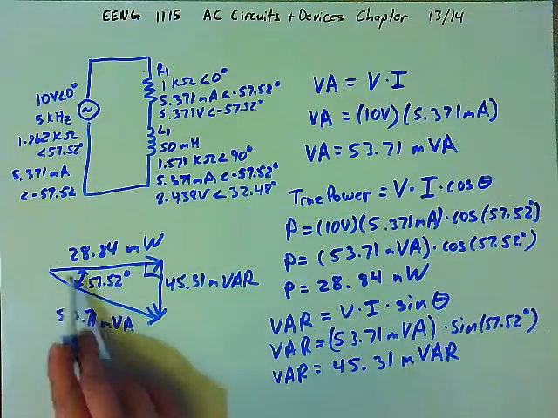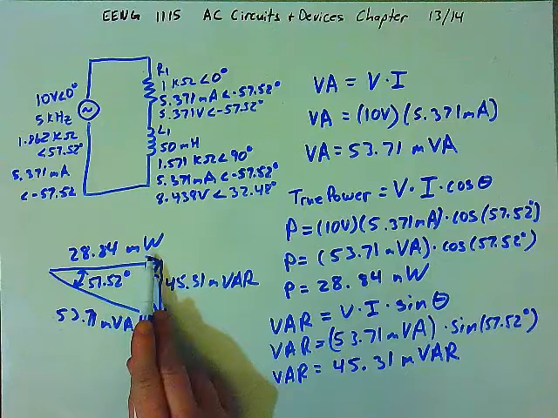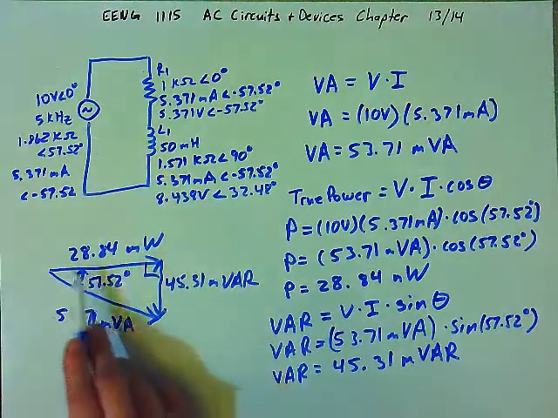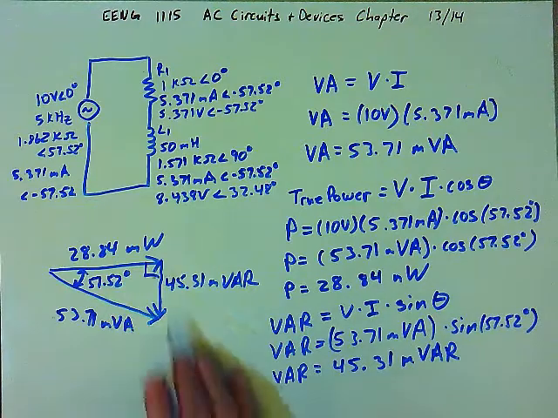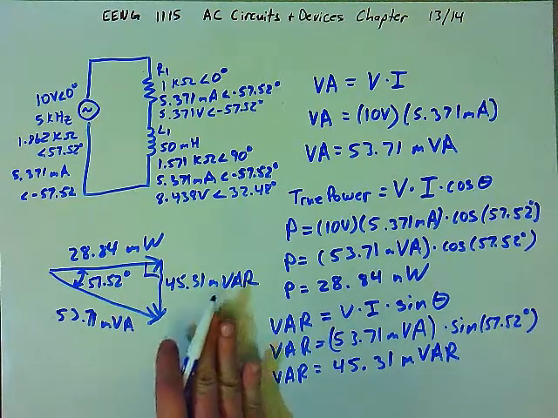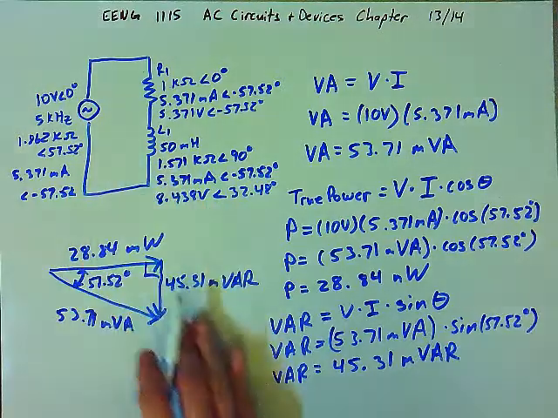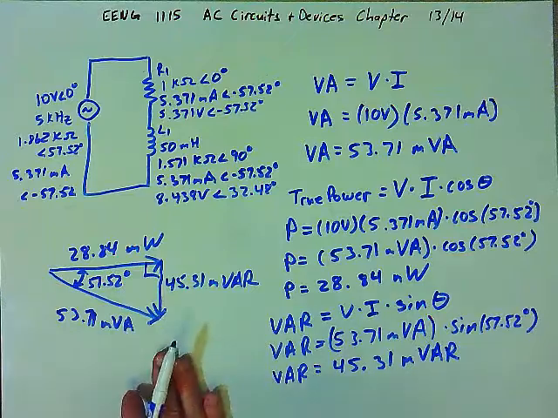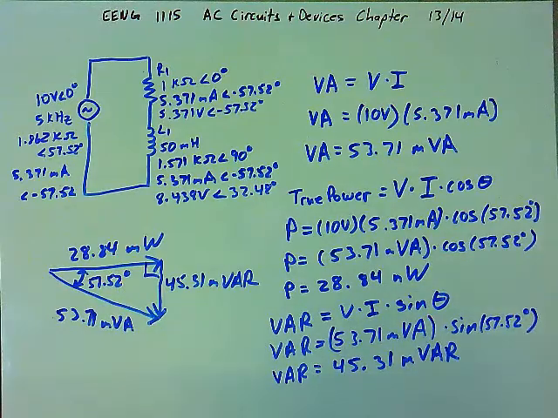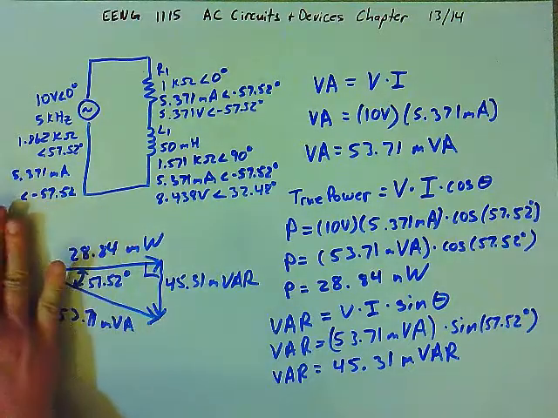And so this is the true power dissipated by the circuit. For an equivalent DC circuit, it would be dissipating 28.84 milliwatts. The VARs is a part of the circuit that accounts for energy being stored in the inductor and then given back to the circuit later. The hypotenuse is simply the voltage times the current without any regard for the angle. Let's record these three values over here by the source.